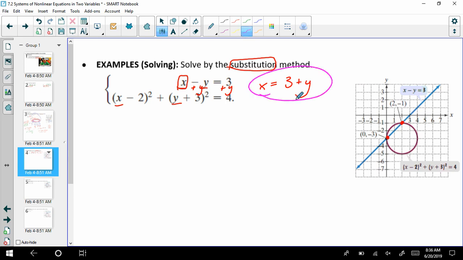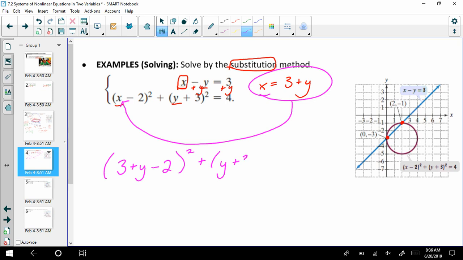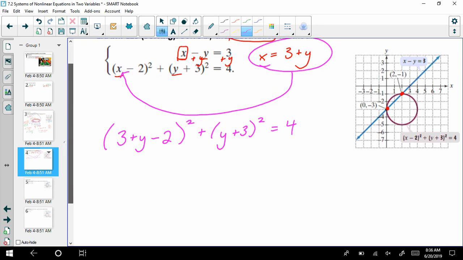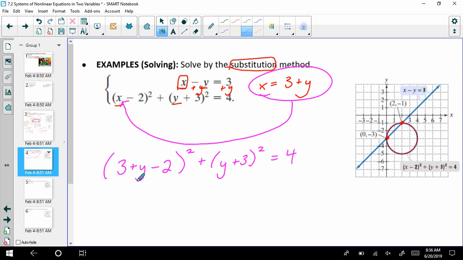So I'm going to take that and substitute it into the x of the other equation. So instead of x, I'm going to have 3 plus y, then my minus 2 squared, and my y plus 3 squared equals 4. So now I want to simplify and solve this. I would combine like terms, so 3 plus the negative 2, I'm going to write it as y plus 1.